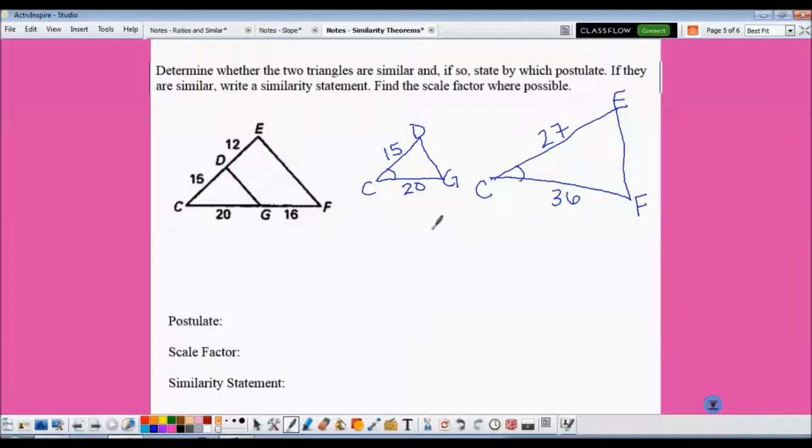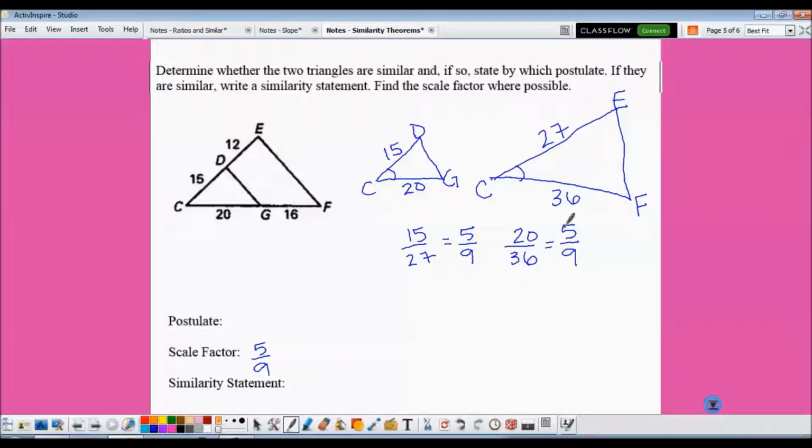So we need to check and see if the sides are proportional. So 15 over 27 simplifies to 5 over 9. So now we need to check and see if 20 over 36 simplifies to the same amount, which it does. That's also our scale factor.